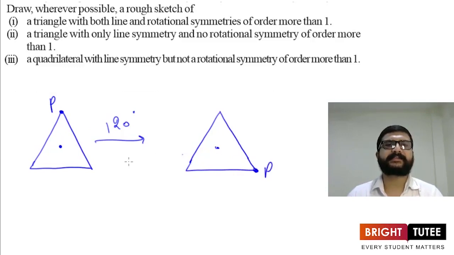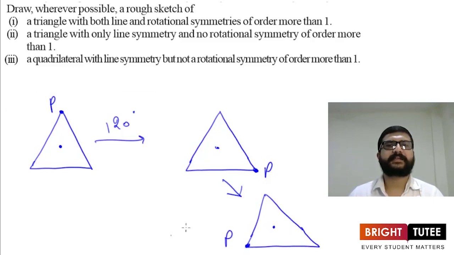But the triangle is exactly the same. Now if we rotate again by 120 degrees, what will we get? We will get the same triangle again. That is the same equilateral triangle, but vertex P will be here. This will be the vertex P now.